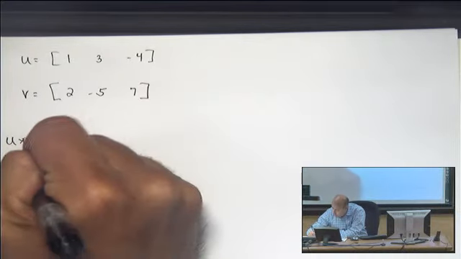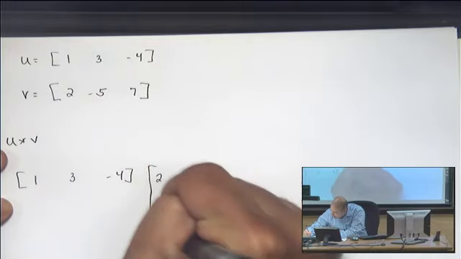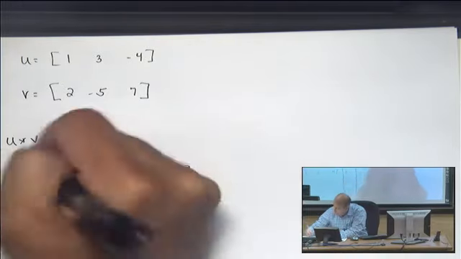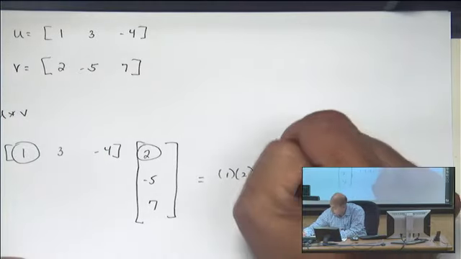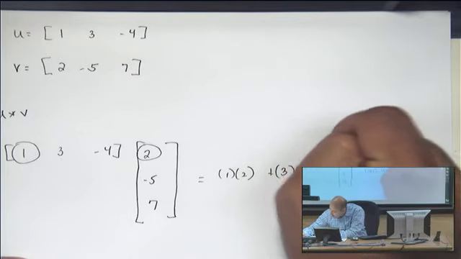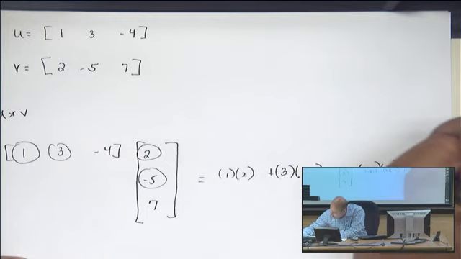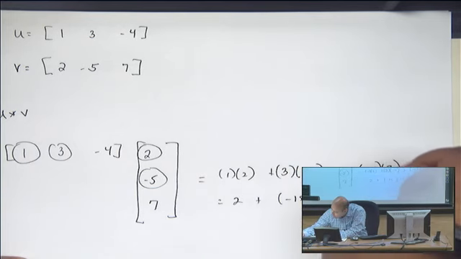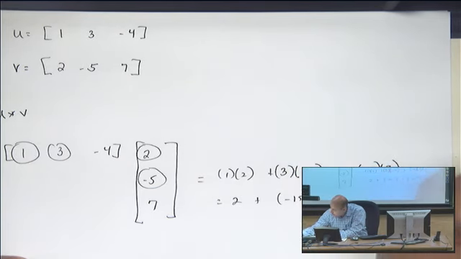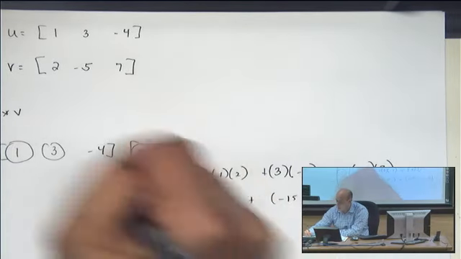So what I want to do is 1, 3, minus 4 times a column vector, which is 2, minus 5, 7. Okay, when you do that, what you get is a dot product. So it's 1 times 2 plus 3 times minus 5 plus minus 4 times 7, that is what? 2 plus minus 15 plus minus 28. I think that's minus 41 if I did it right. I don't know if I did or not. Okay, but that's how you do a dot product. So it's got to be a row vector times a column vector, and they have to be the same size.